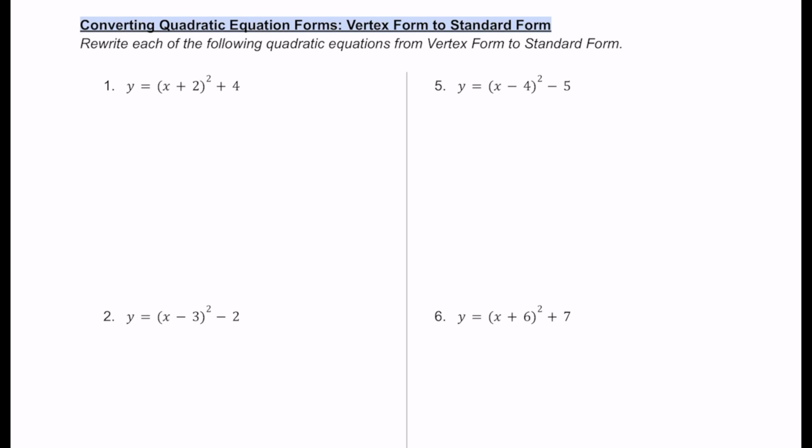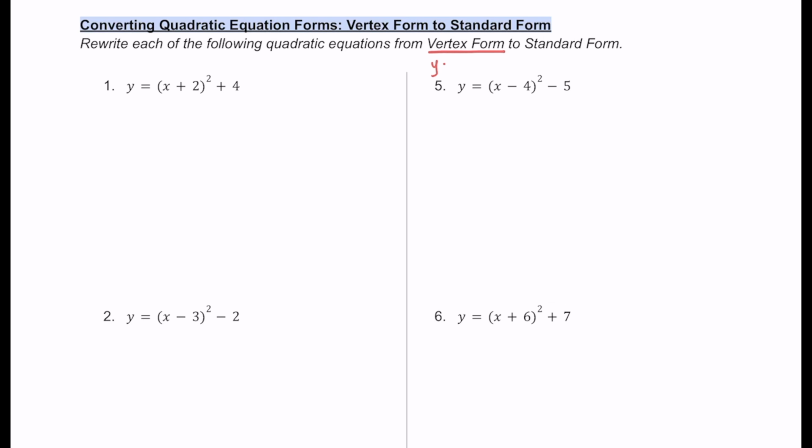While in another video, I have a set of practice problems dealing with converting quadratic equations from standard form to factored form, in this particular video, let's go ahead and practice converting quadratic equations that are in vertex form to standard form. And just to remind you, let me show you what vertex form looks like.